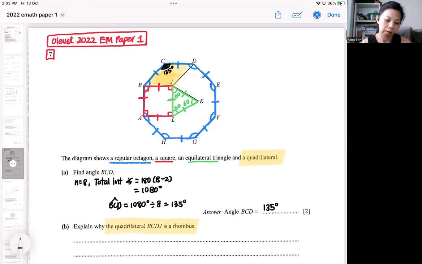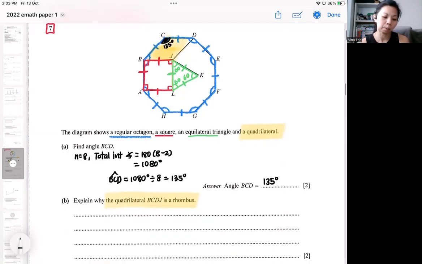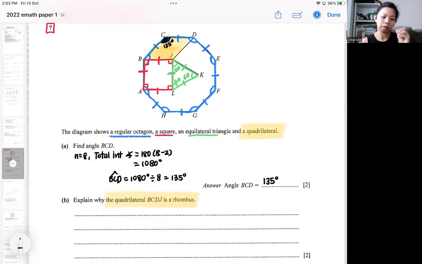Okay. Then the next part, I'm supposed to explain that the quadrilateral is a rhombus. So don't forget, when they ask you to do something in part A, it's actually meant to help you in the second part. So you've got to plan your explanation first.